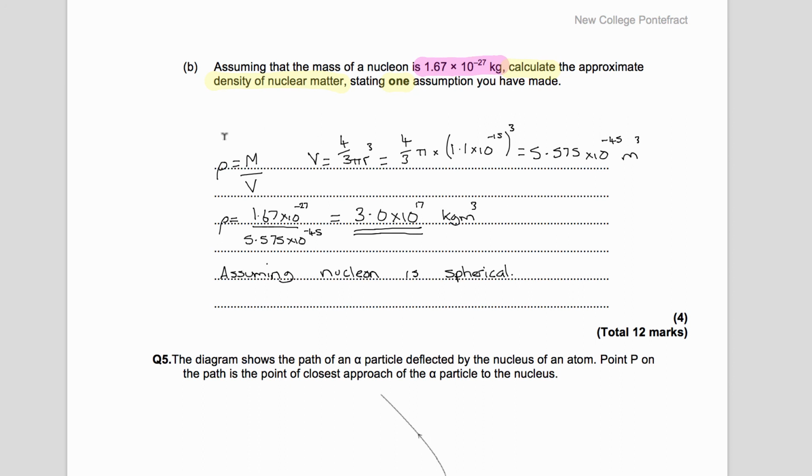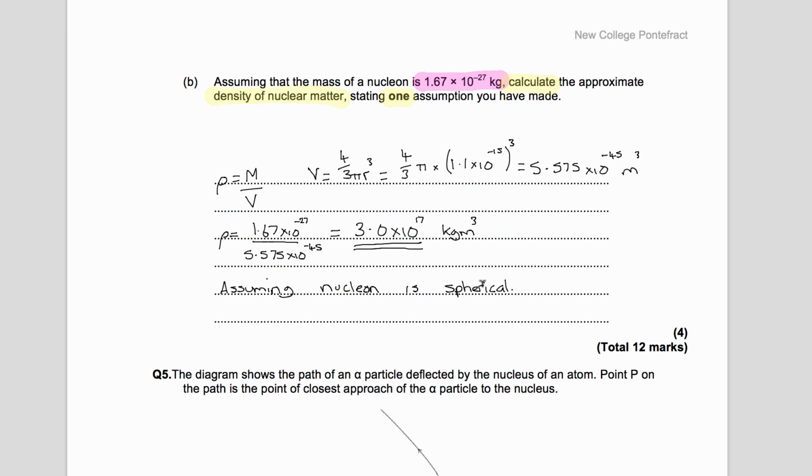So basically, I get 1 mark for actually working out the volume correctly using 4/3 pi r cubed. I get 1 mark for the density part, 1 mark for the answer, and then finally 1 mark for my assumption. So that was question number 4 of the nuclear physics homework booklet.